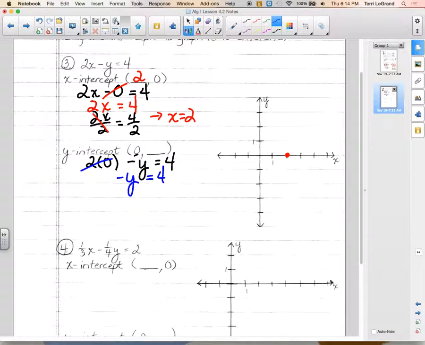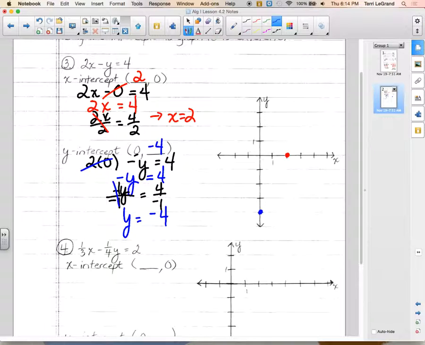Negative y is not good. We need to get rid of that negative sign, so we will divide both sides by -1, because that's really a -1 in front of that y. Y is being multiplied by a -1. And we will have y equals 4 divided by -1. Positive divided by a negative is a negative. 4 divided by 1 is 4. So we end up with a -4 for our y-intercept. So we'll go to the y-axis now, and we'll put a point at -4 on it.